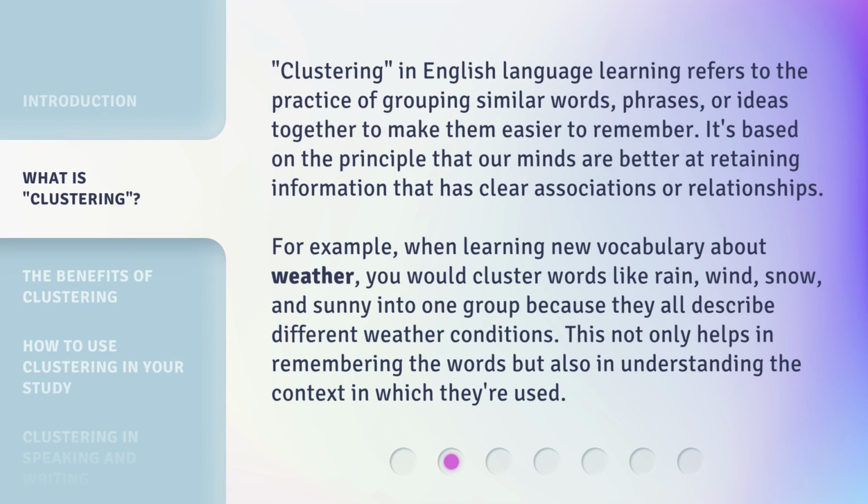Clustering, in English language learning, refers to the practice of grouping similar words, phrases, or ideas together to make them easier to remember. It's based on the principle that our minds are better at retaining information that has clear associations or relationships. For example, when learning new vocabulary about weather, you would cluster words like rain, wind, snow, and sunny into one group because they all describe different weather conditions. This not only helps in remembering the words but also in understanding the context in which they are used.